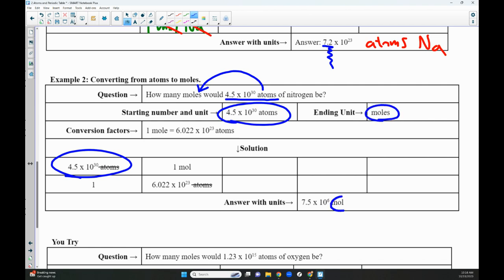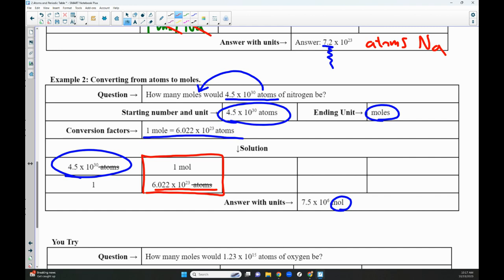So my starting number and unit is 4.5 times 10 to the 30th, which goes down here in the train tracks as always. And my ending unit is moles. So if you want, you can go ahead and put that where your answer is going to go at the end there. As always, the relationship between these two is 1 mole equals 6.022 times 10 to the 23rd. Again, notice it doesn't matter what element we're talking about here. It's always going to have that same relationship. So now I'm going to arrange my conversion factor so that I can cancel atoms out. This is different than the last problem we did. So atoms goes on the bottom here, and moles goes on the top.